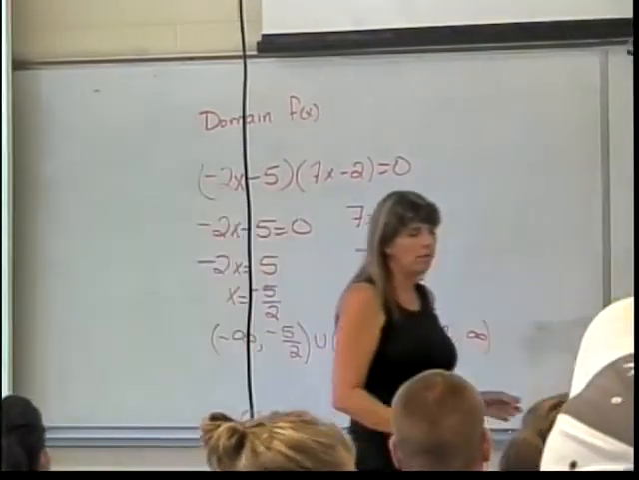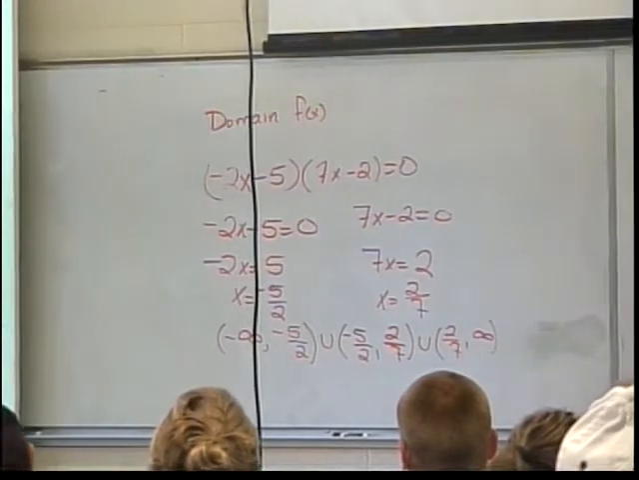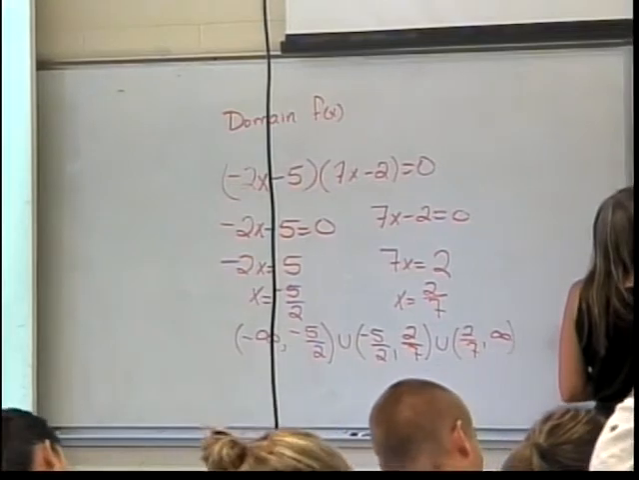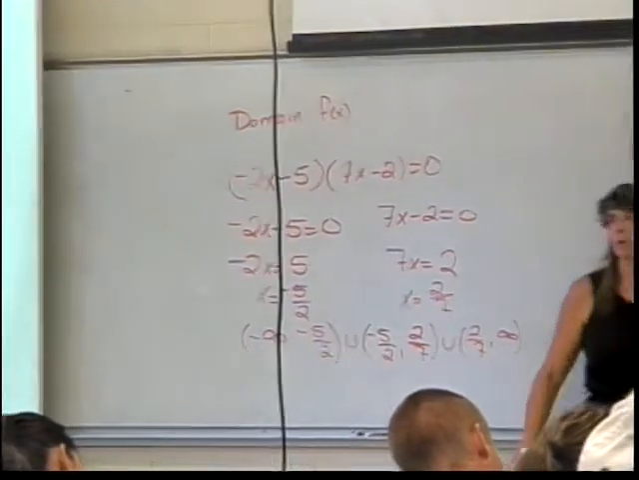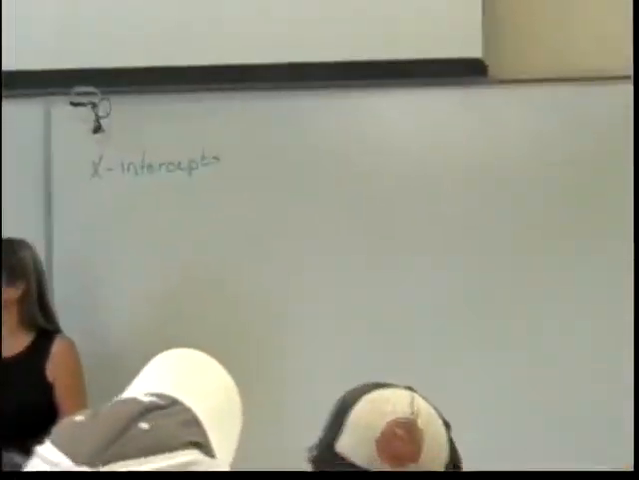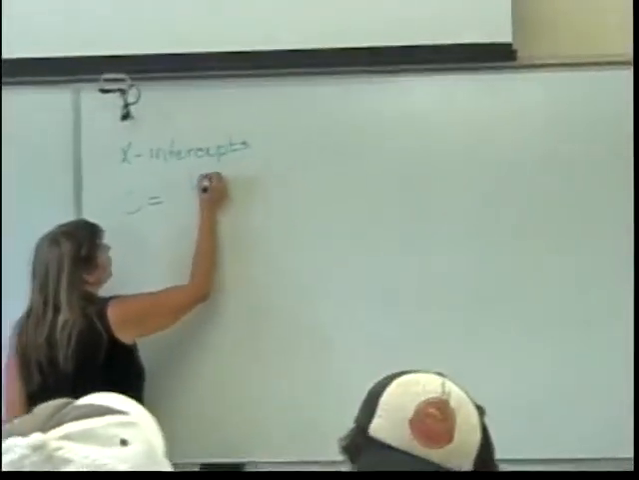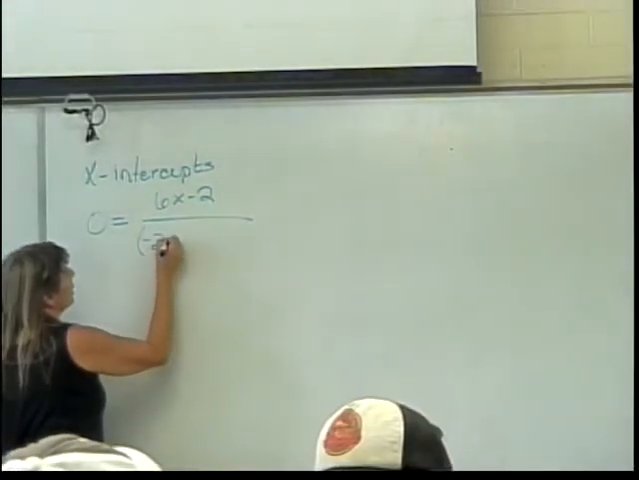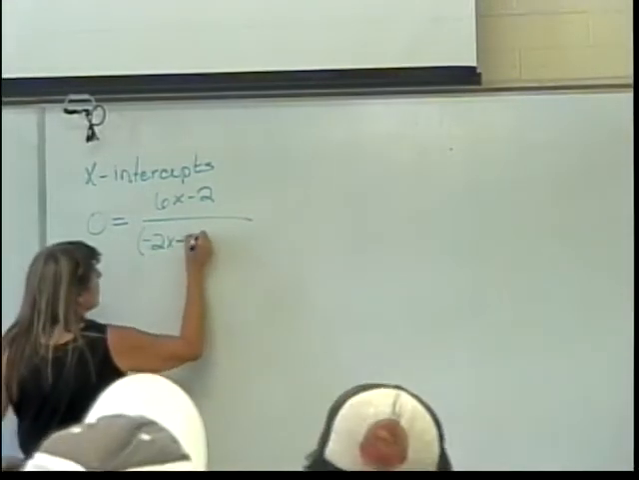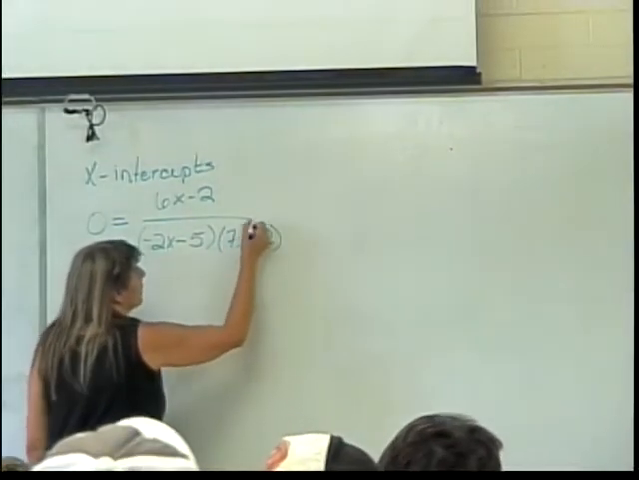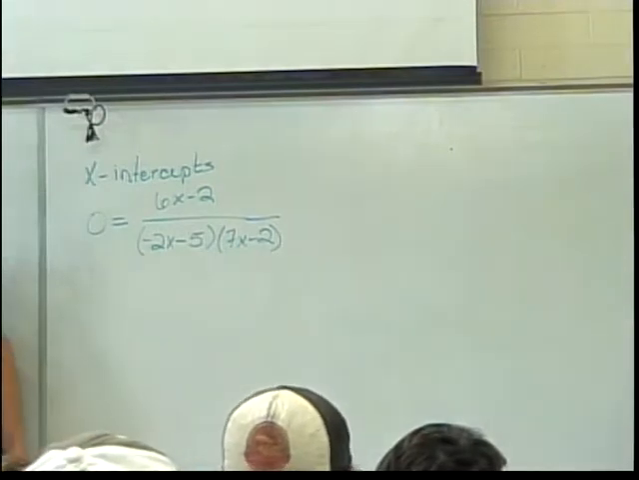Now, what about finding x-intercepts? How do I generally find x-intercepts when I'm dealing with functions? Put 0 in for y, in this case, f of x. So 0 equals 6x minus 2 divided by negative 2x minus 5 and 7x minus 2. All right? How do I solve this?